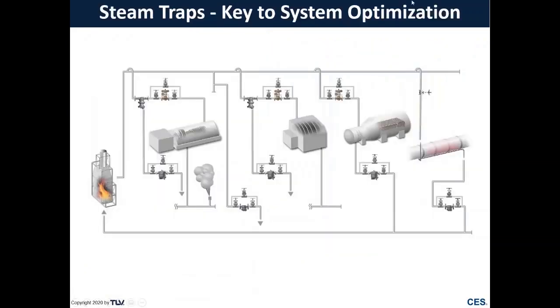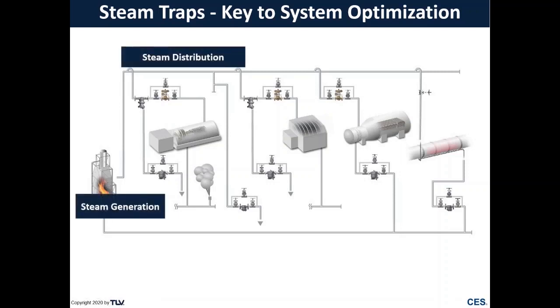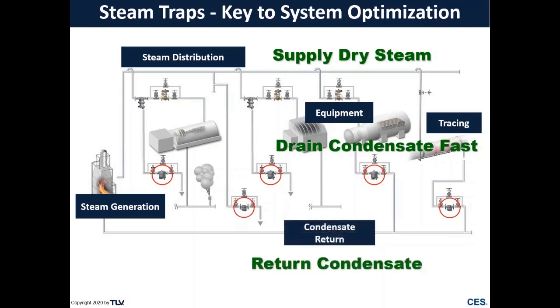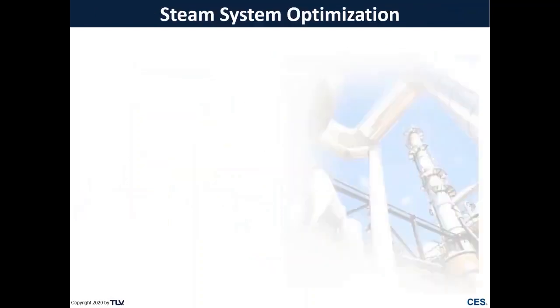So why are we talking about steam traps? Well, if we look at a steam system, steam traps are really one of the keys to optimizing that steam system. So we have our steam generation and steam distribution, and the goal behind that is to supply dry steam to our process for optimal production. So we have our steam using equipment such as our turbines, our heat exchangers, and our tracing. We want to make sure that we're draining that condensate out of that equipment as quickly as possible in order to maximize efficiency. And also we want to be able to return that condensate in order to maximize our energy efficiency. And steam traps are really a key to all of that.